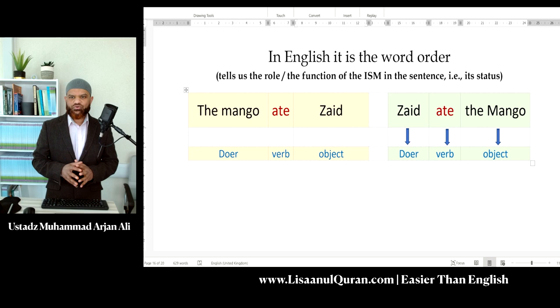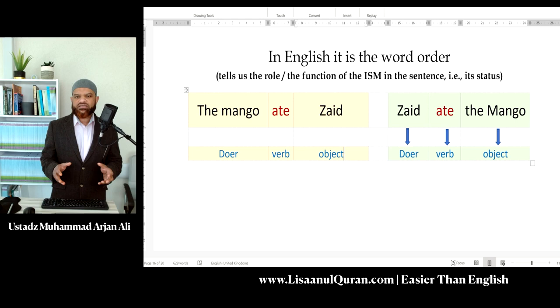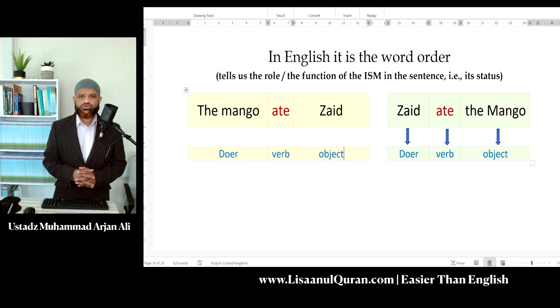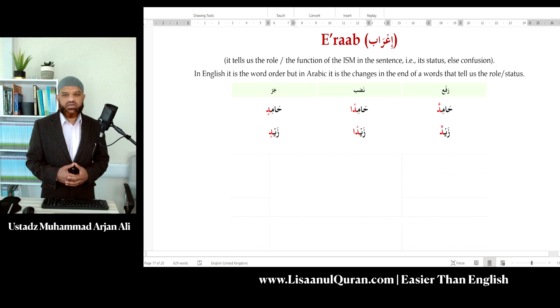So you can see here, alhamdulillah, that in English, we have a very simple way of doing things. We have the doer followed by the verb, then the object. This is generally a very strict rule in the way sentences are structured in English. So what happens in Arabic? In Arabic, it is the i'rab, the ending, that tells us what's going on in the sentence.